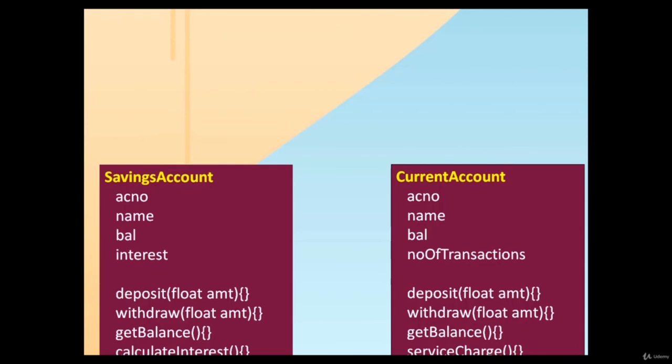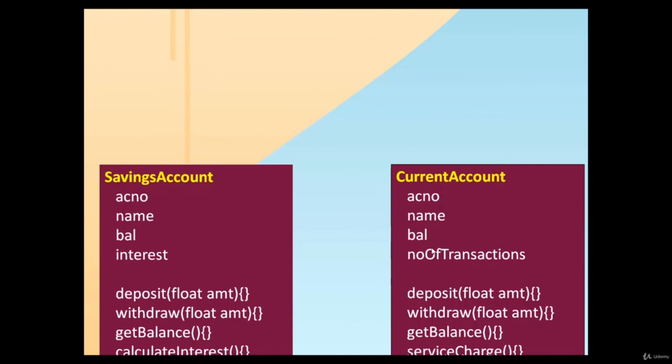Suppose the default number of free transactions allowed is 12 in a financial year. But if that customer has done maybe 15 transactions, how much service charge is to be collected? 15 minus 12. And if it's $1 or 100 rupees per additional transaction, 3 into 100, that much amount is to be collected. So: deposit, withdraw, get balance, service charge.